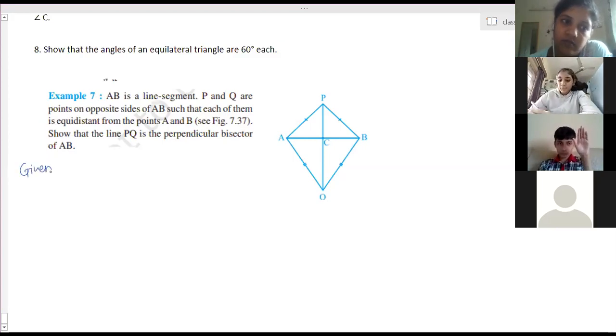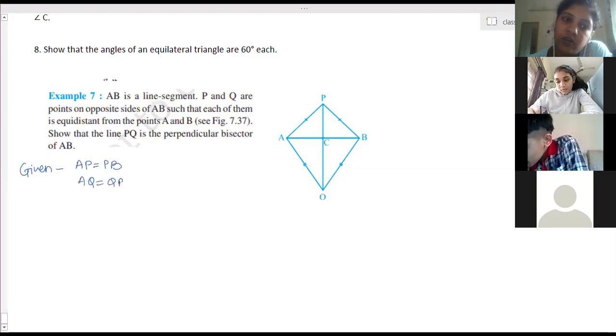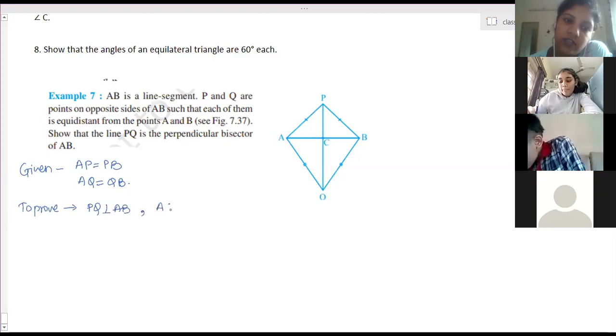Given: AP is equal to PB, AQ is equal to QB. This is the given thing. To prove: PQ is perpendicular to AB as well as AC is equal to BC. No construction, so directly the proof part.